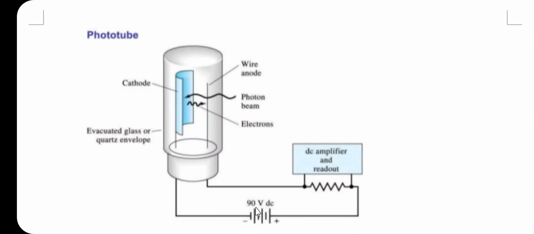Here the 90 volt is impressed between the anode and the cathode. When the photons fall on the cathode, electrons are emitted by the cathode due to the photoelectric effect. This is the light radiation, and when it falls on the cathode, whose inner side is coated with a light sensitive material such as cesium oxide, potassium oxide or silver oxide, there is an ejection of electrons due to the photoelectric effect.